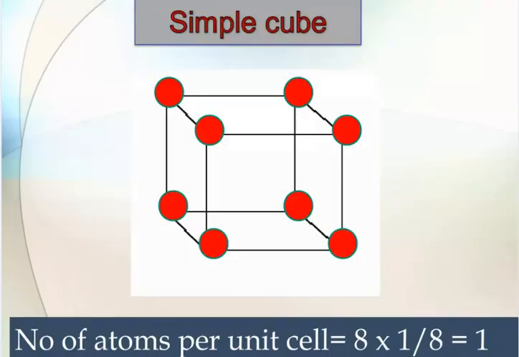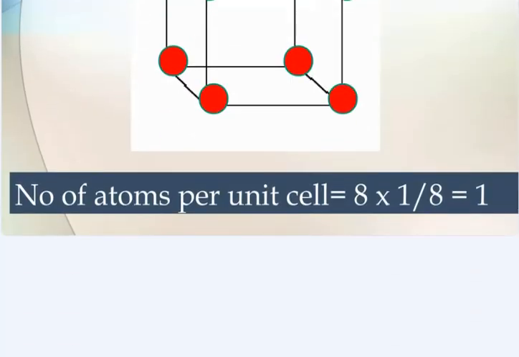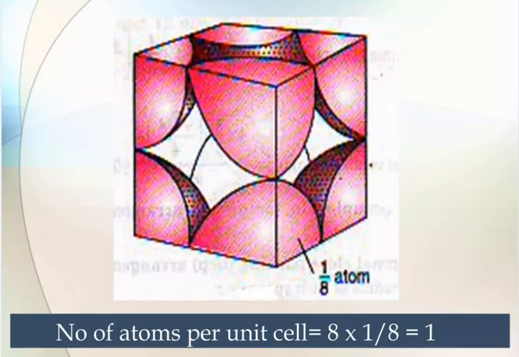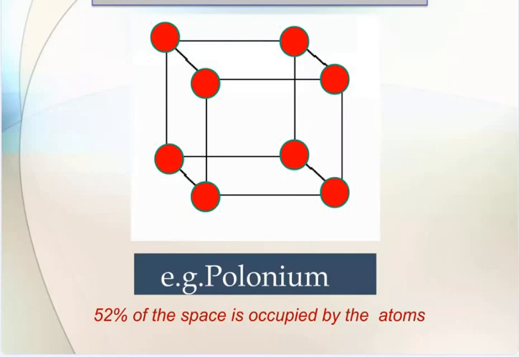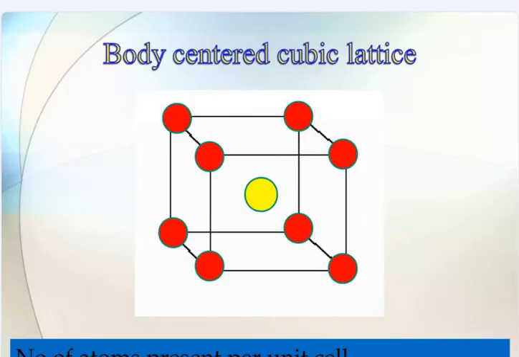Now you can see the simple cube. Number of atoms per unit cell: 8 into 1 by 8 is equal to 1. Simple cubic arrangement: 52% of space is occupied by the atoms. Example, polonium.